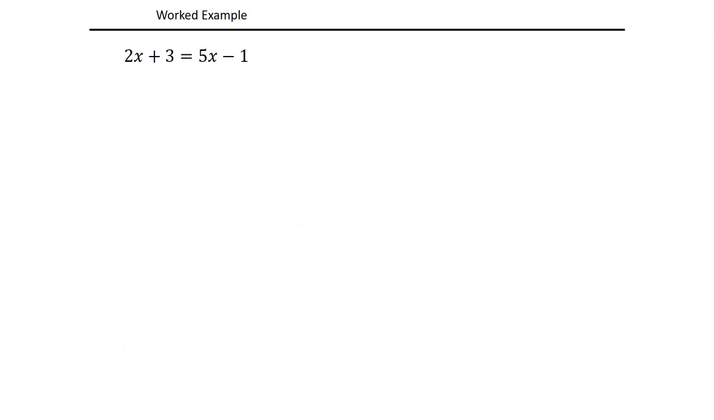Okay then, so how are we going to collect like terms in this equation? I need to have all of the x's on the same side of the equal sign to be able to collect them. Now I could either do that by subtracting 2x from both sides, or I could do it by subtracting 5x from both sides. I'm going to choose subtract 2x because that's smaller. 2 is smaller than 5, which means that I will end up with a positive number of x's, a positive coefficient of x.